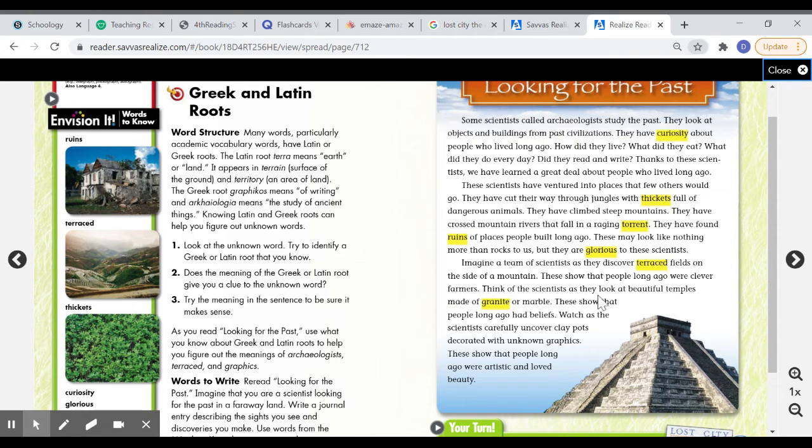Think of the scientists as they look at beautiful temples made of granite or marble. Granite is a gray or pink rock, boys and girls, very beautiful. These show that people long ago had beliefs. Watch as the scientists carefully uncover clay pots decorated with unknown graphics. These show that people long ago were artistic and loved beauty.